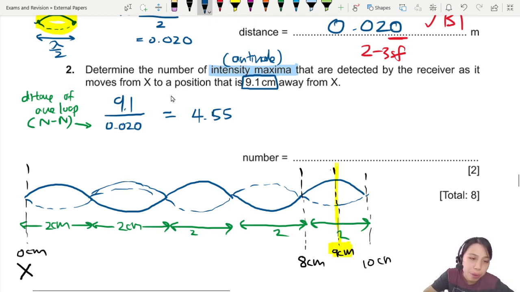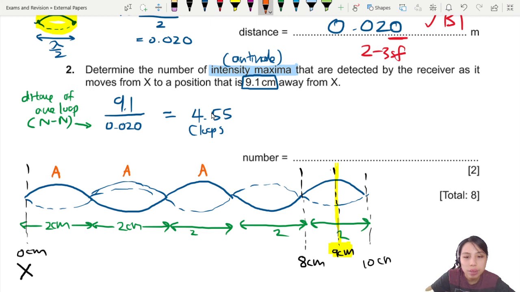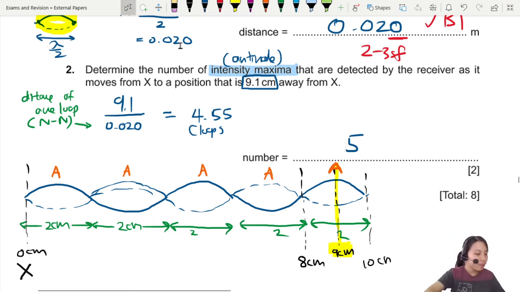So how many loops are there? We count, no? How many loops are 1, 2, 3, 4 and a half? Oh, so that's what it means by 4 and a half. 4.5 is about 4 and a half loops. And this loop's got how many antinodes? Antinode, antinode, antinode, antinode, and just nice one last antinode. So 1, 2, 3, 4, 5. 5 antinodes, which are also known as intensity maxima. Okay, wow, this question is very tricky. Go and brain this carefully again.